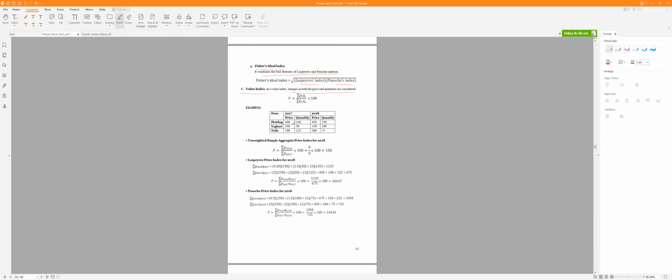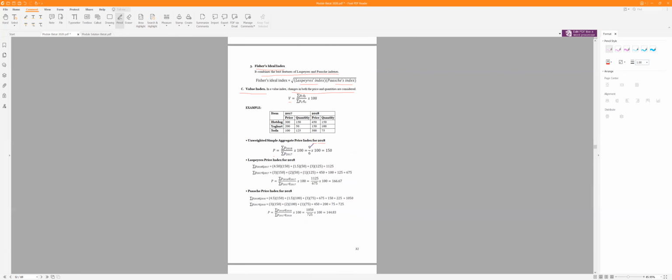This is the table. They gave you 3 items: hot dog, yogurt, and soda, and the year 2017 and the year 2018. If you are supposed to find the price index for 2018, of course, because it's for 2018, the designated year is 2018, hence the base year is 2017, because there's no other choice. All right, so the simple index is easy. Basically just the sum of all the prices divided by the sum of all prices in 2017, times 100, right?